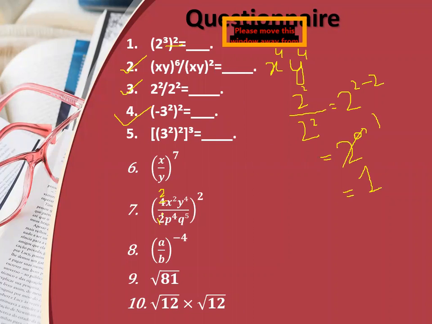Beta, why are you not reducing these coefficients? Okay, now give me the answer of number 8. Beta, time is running out. Please hurry up. Where are you, students? Number 8. Simply you will write what? It will be b^4 upon a^4.